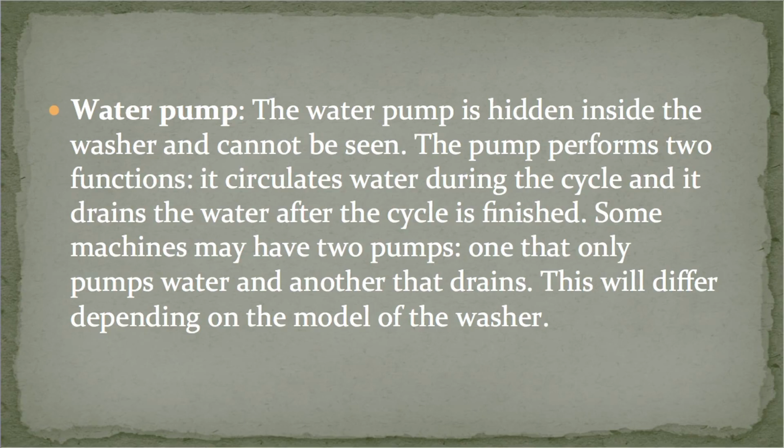Water pump. Water pump is hidden inside the washer and it cannot be seen from outside. The pump performs two functions. It circulates water during the cycle and it drains out the water after the cycle is finished. Some machines may have two pumps, one that only pumps water and the other to drain out the water. This will differ depending on the model of the washing machine that you are purchasing.